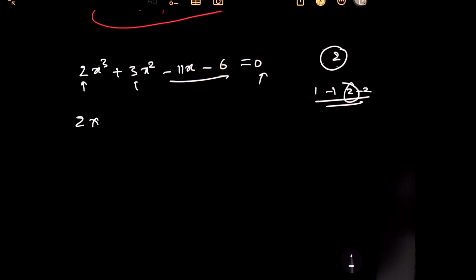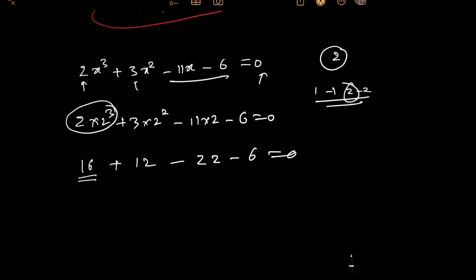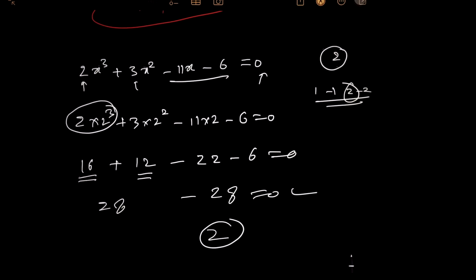Let's do it with 2. So 2 into 2 cube plus 3 into 2 square plus -11 into 2 minus 6 is equal to 0. I hope I am not making any mistake. Then this will become 16, this will become 12, this will become 22, minus 6 is equal to 0. Let's check: 16 plus 12 is 28, and this is -28, being 0. Yes, so 2 became your first root.